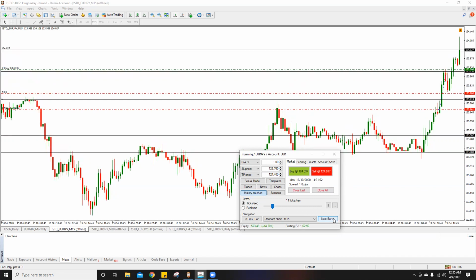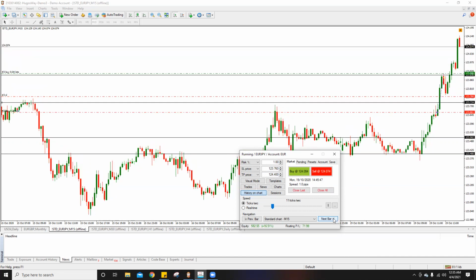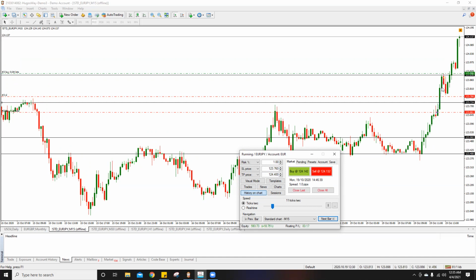So I'm going to skip through just for the sake of time. And now we're continuing bullish here. So if this was not enough confirmation for you, if this was something that you were hesitant about, then you have another confirmation right up top here to continue bullish.